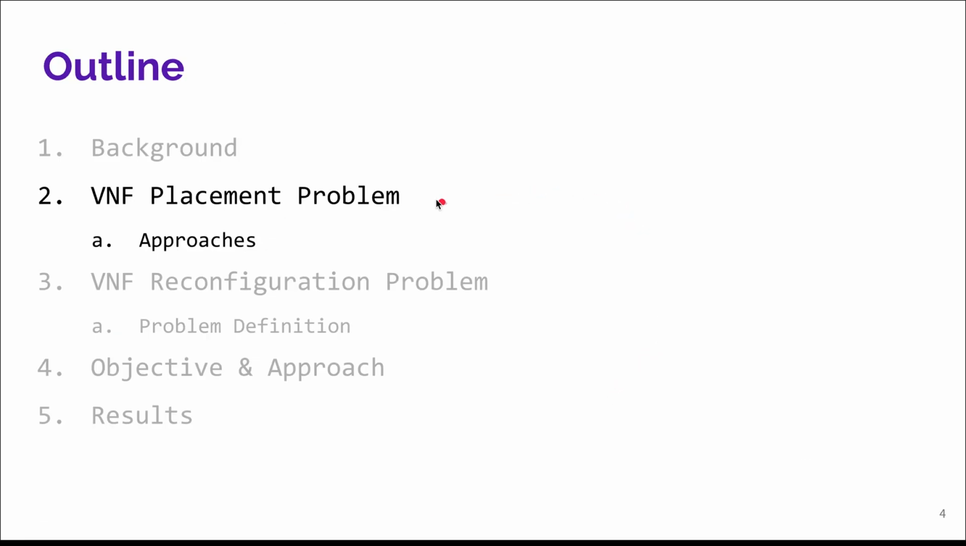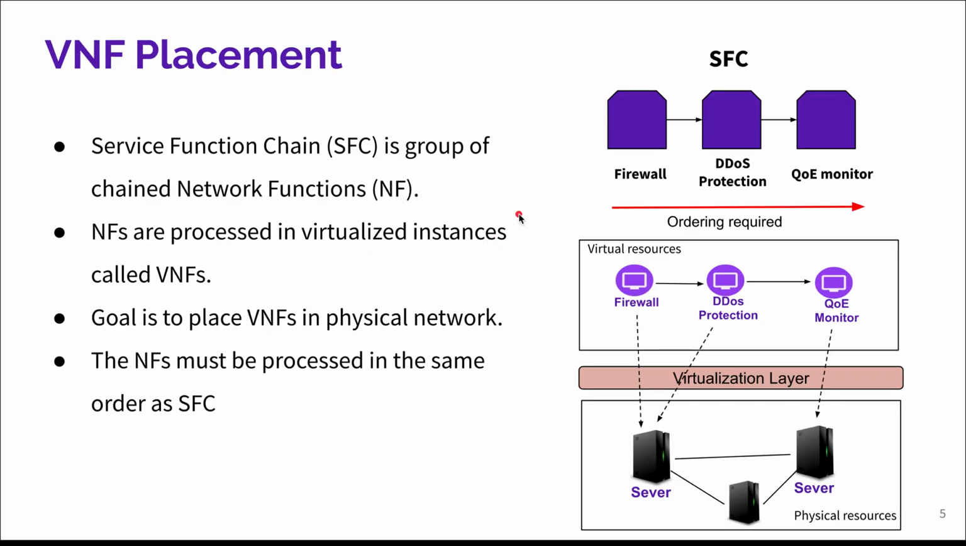After knowing about network function virtualization, let me introduce the VNF placement problem and the different approaches that have been taken to solve this problem. In a typical VNF placement problem, we have an input called a service function chain, or SFC. A service function chain is a chain group of network functions. These network functions should be processed in the same specific order as defined in this SFC.